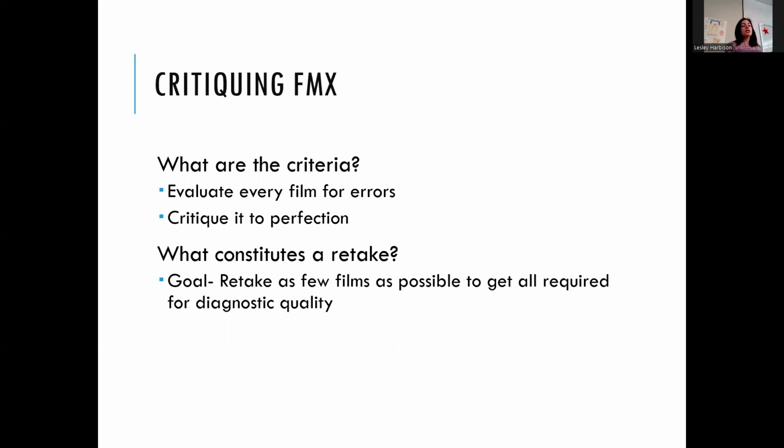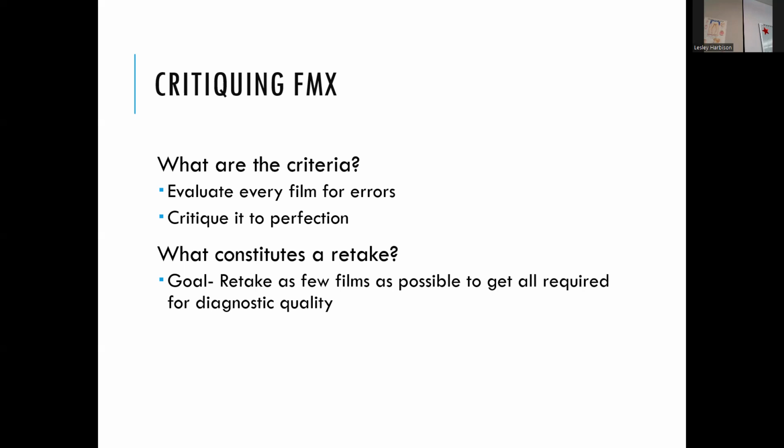So what constitutes a retake? The goal is to take as few films as possible to get all the required diagnostic information. Some instructors will give you a really hard time if you ended up getting all the diagnostic criteria, but it's an ugly set of films. So yes, we want it to look as nice as possible. We don't want very many cone cuts. We don't want all the films to be wonky. We don't want a lot of distortion. So we want to minimize all that.